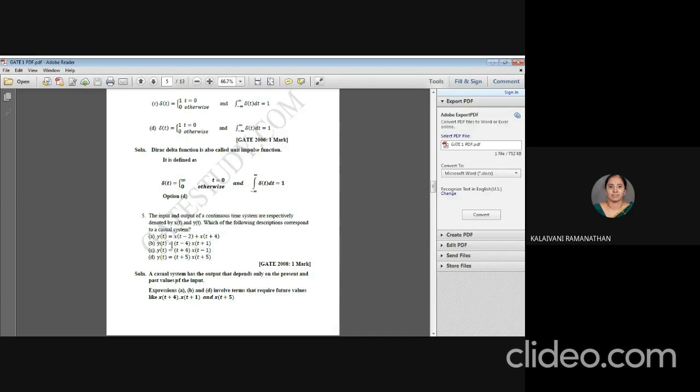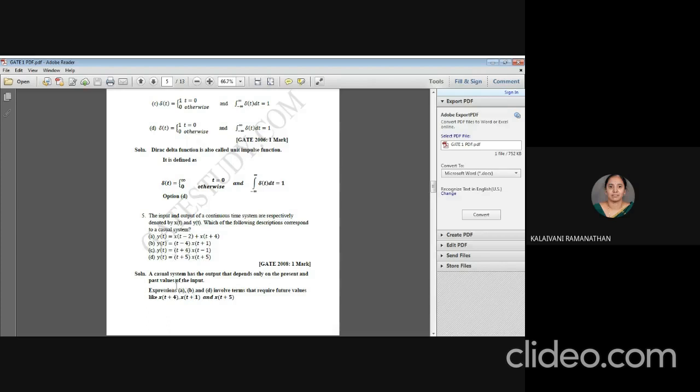Then y of t equivalent to t plus 4 into x of t minus 1. When you substitute for your t values, this x of t minus 1 is a past sample. It doesn't have any future samples at all. So it is dependent upon the past sample of the input. So this represents your causal system. So you have to choose option C. When you check option D, it is again a future sample since it is t plus 5. So in this way, you have to reject all the options except C.